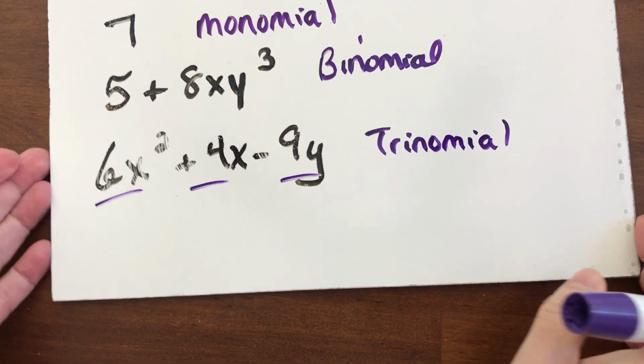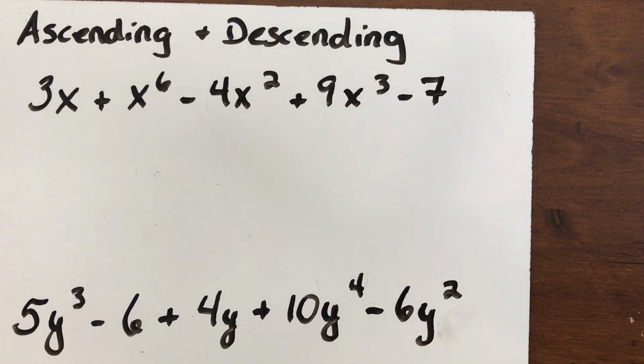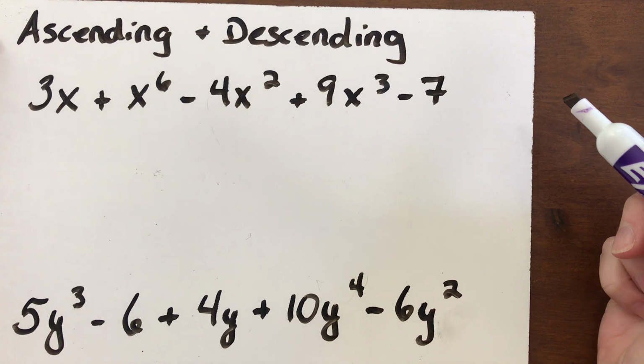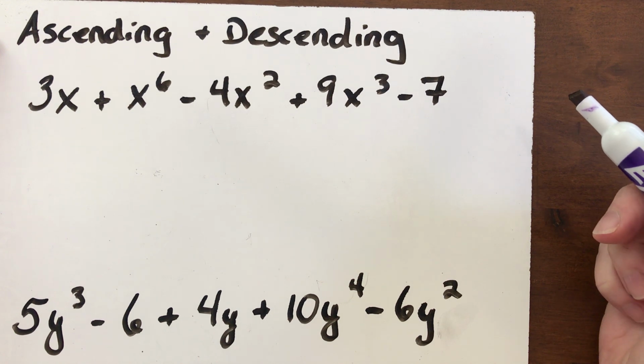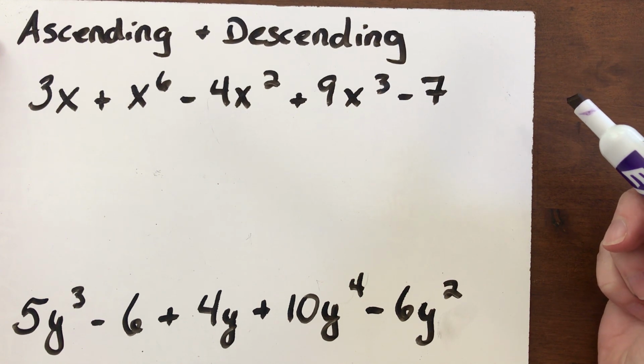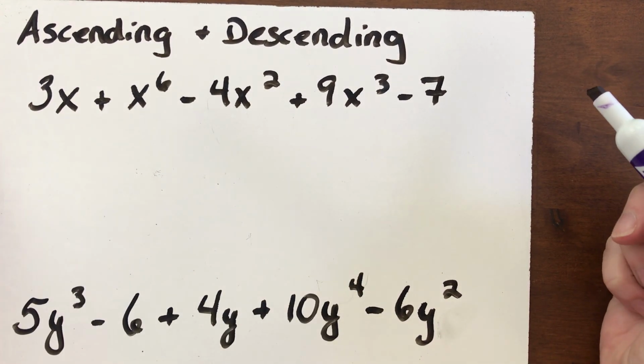Okay. All right, and the next thing, let's look at ascending and descending order. Ascending and descending order is based on the exponents. Ascending means we're going to line up our exponents from the smallest to the biggest, and descending means we're going to line them up from the biggest exponent to the smallest exponent. So all you've got to do is look at all the bases that have exponents, and then we've got to put them in order.